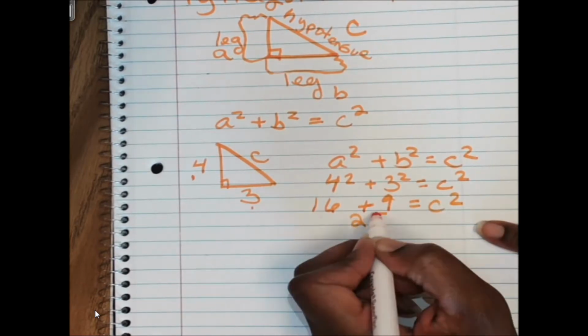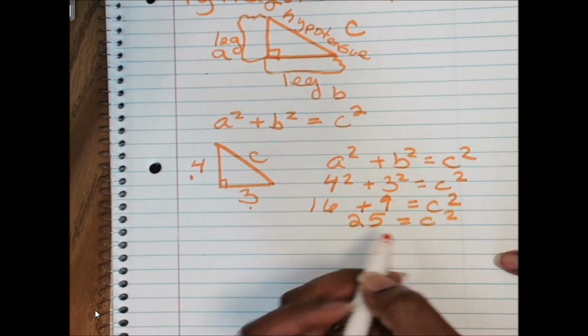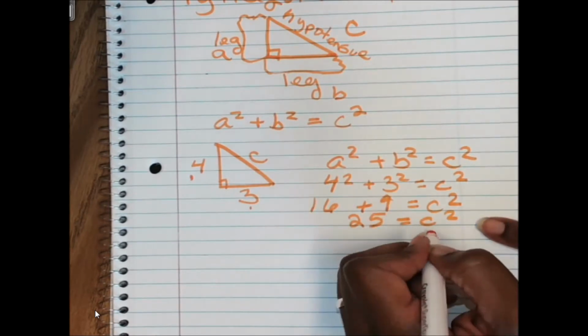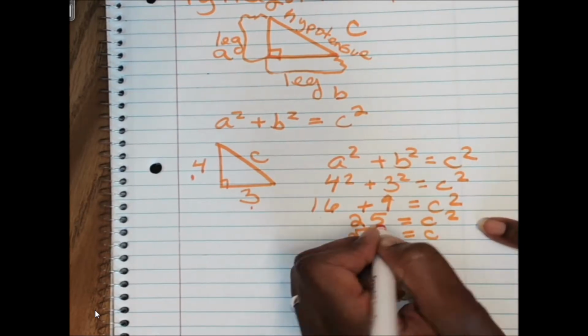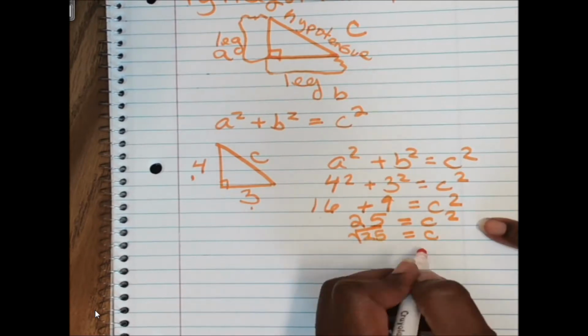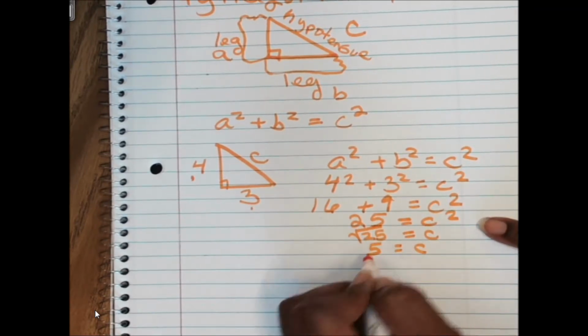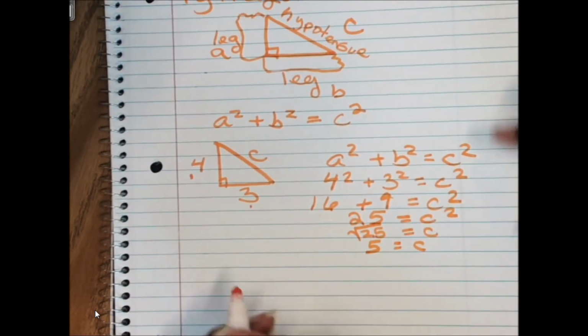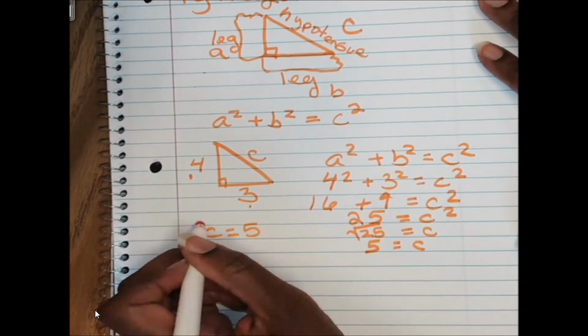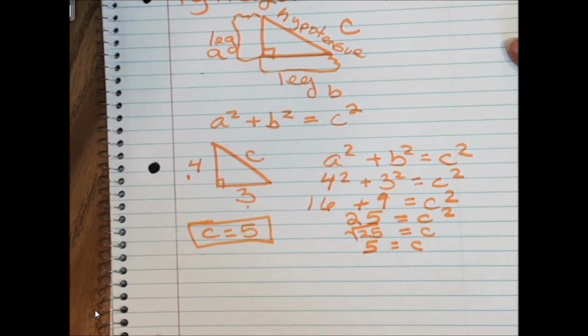16 plus 9 is 25. We're solving an equation. Then we have to take the square root of C squared in order to determine what C is. And we see that C is 5. So for this problem, C equals 5.